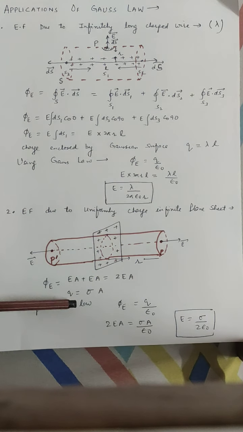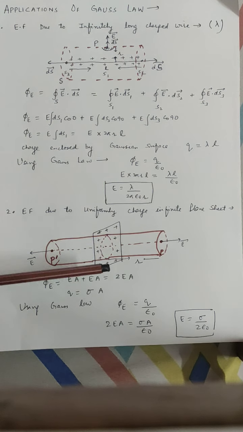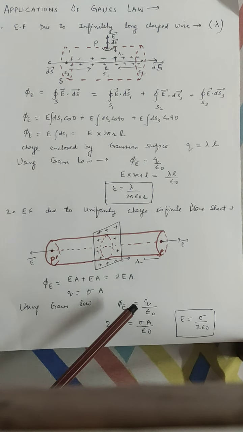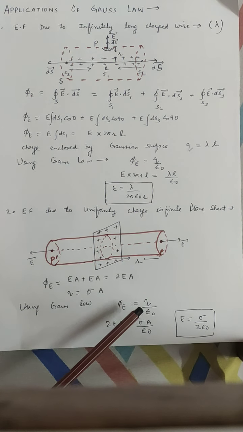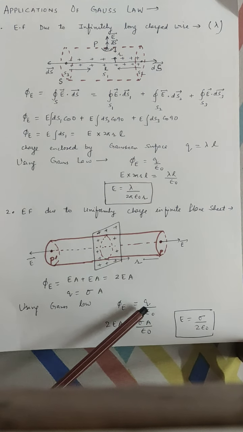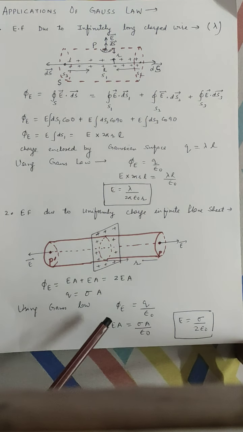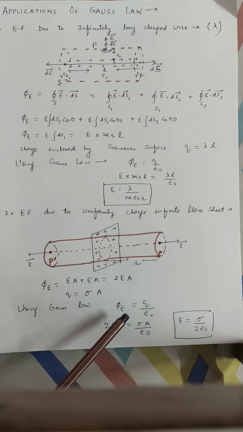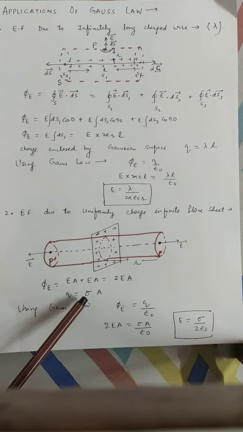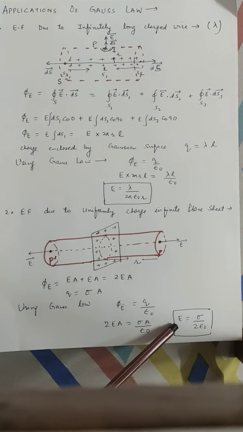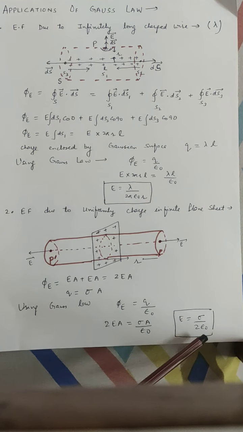So we know, since the surface charge density is suppose sigma, then the charge is surface charge density into the area. Using Gauss law, the total flux is equal to 1 upon epsilon naught times the charge enclosed. Now the enclosed charge over this entire Gaussian surface is Q. So in place of flux we write 2 into A, in place of charge we write sigma into A. A cancels with A, so electric field comes out to be equal to sigma upon 2 epsilon naught.